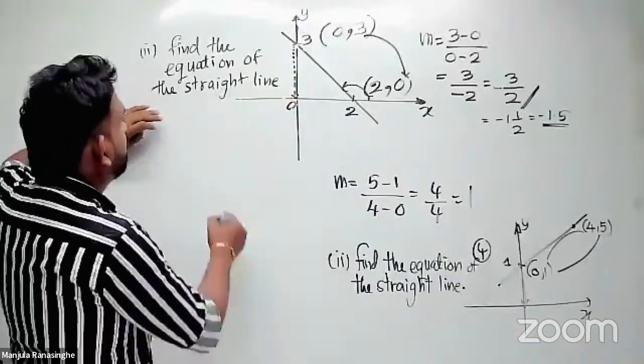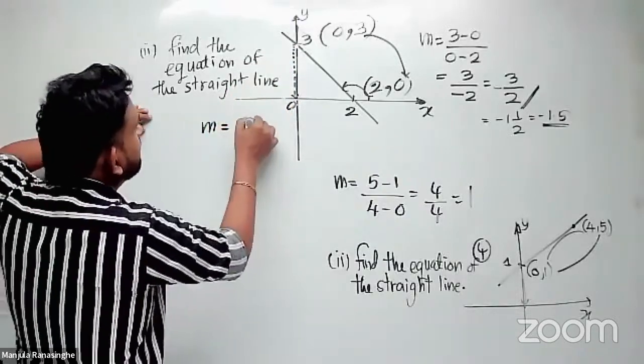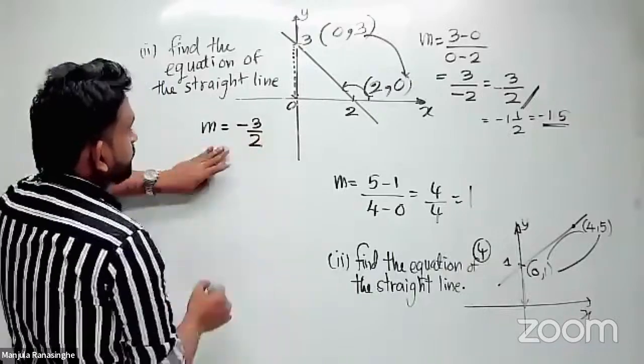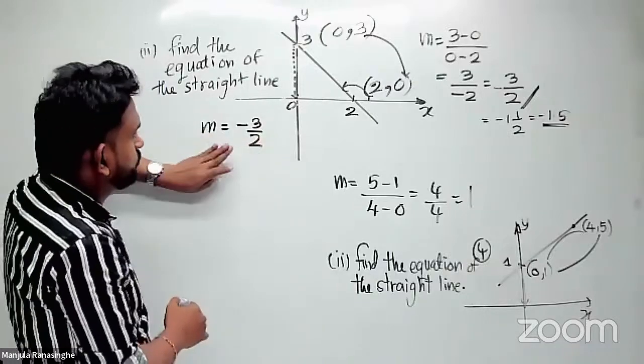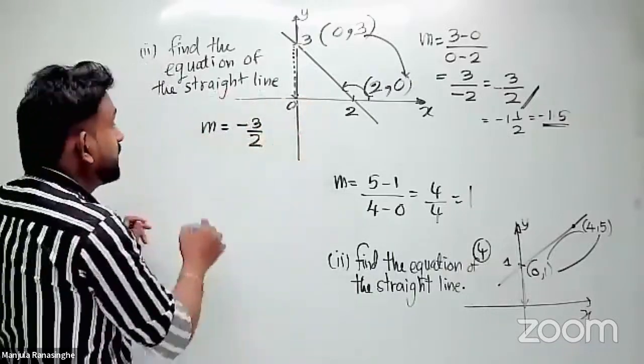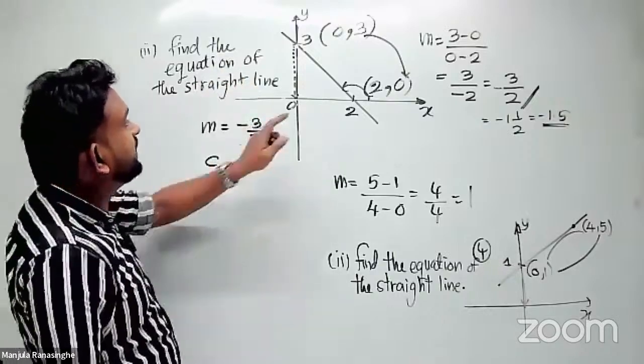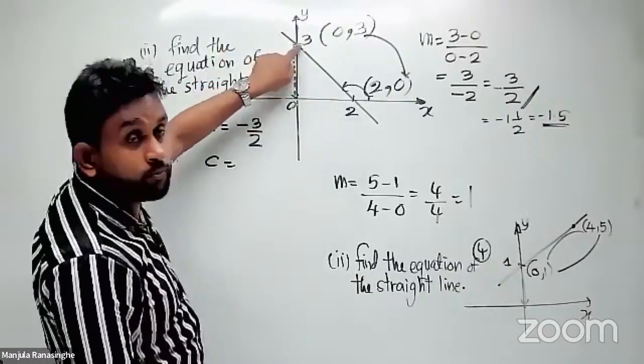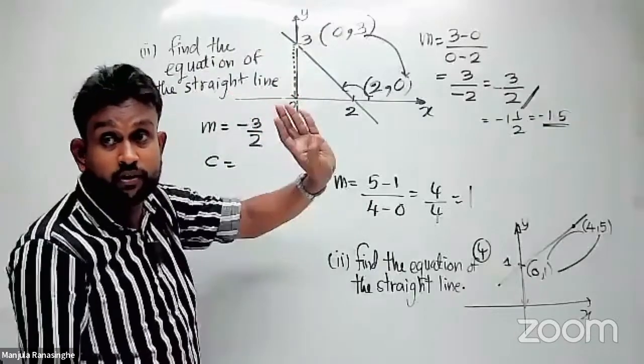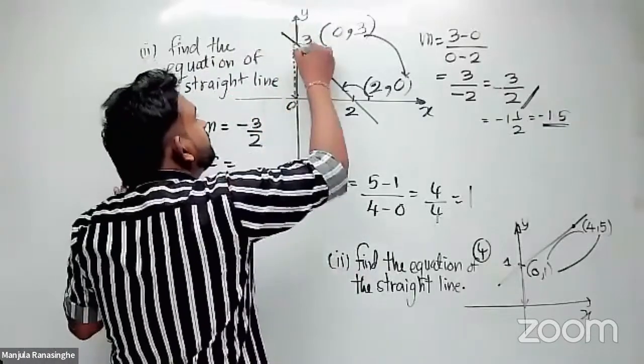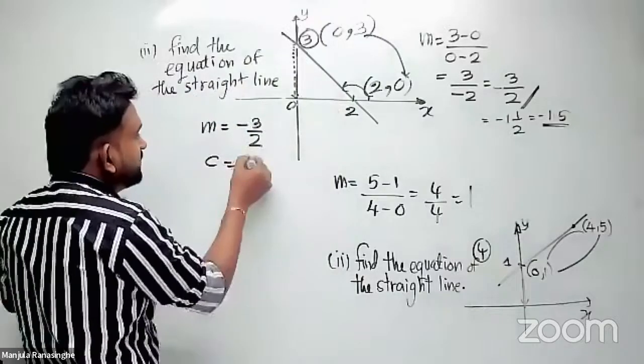Now here m is found. See there, m equals negative 3 upon 2 as a fraction. So now what is the c? How to find the c? C is the y-intercept value. So the y-axis cut-in point, you need the y. So here the y-intercept value is 3. So that is the intercept.